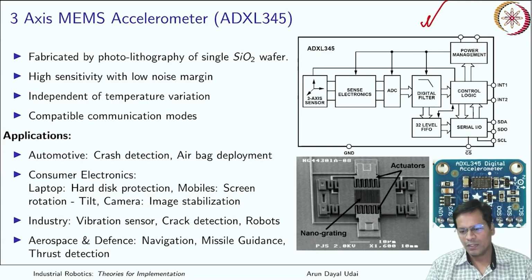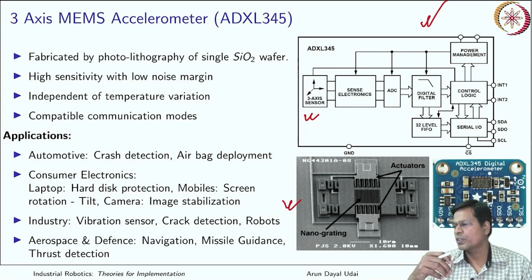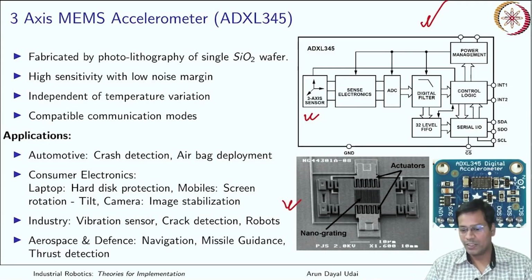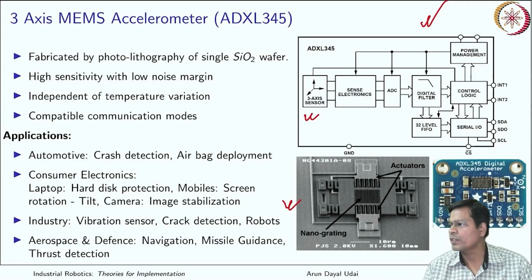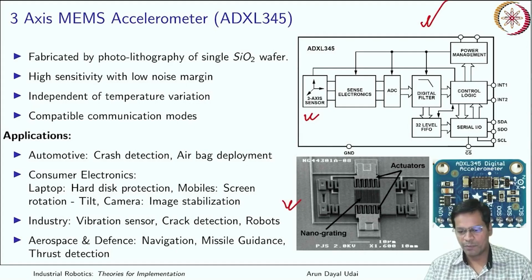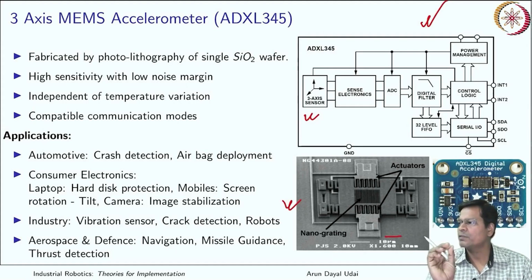So I'll tell you first, let us talk about single axis sensor. If this is a sensor, the sensing element was similar to this. You see how minutely it is constructed using photolithography techniques on a single SiO2 silicon wafer. Yes, you see these are really small. Overall it is 10 micrometer in size. It is a very minute thing.